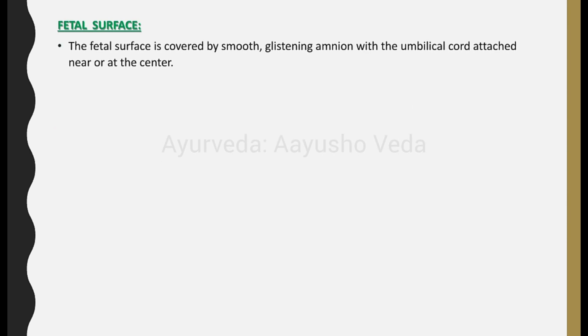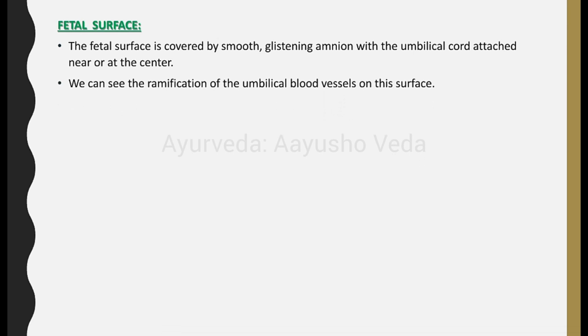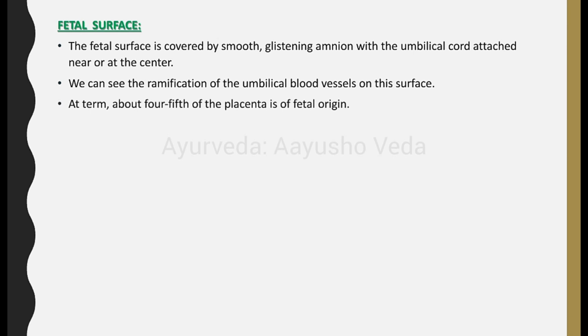Fetal surface. The fetal surface is covered by smooth glistening amnion with the umbilical cord attached near or at the center of the surface. We can see the ramification of the umbilical blood vessels on this surface. At term, about 4/5 of the placenta is of fetal origin.